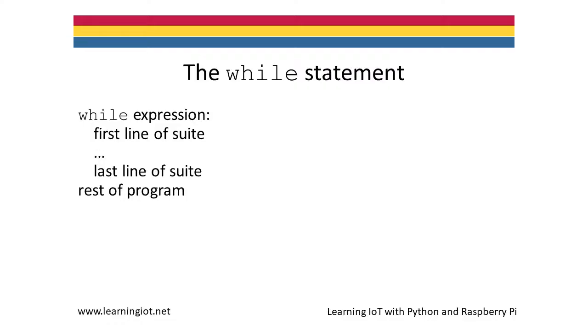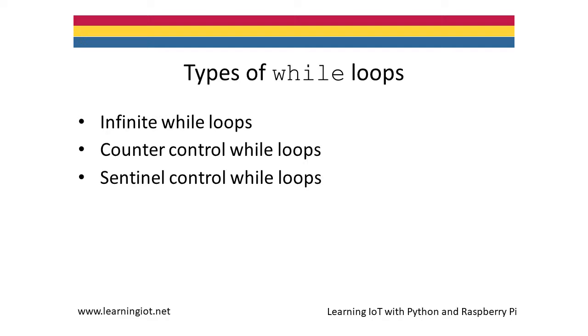Suppose you want a block of code to execute repeatedly as long as a certain condition is true. That is, you want the block of code to loop. A while statement begins with a while keyword, followed by an expression that evaluates to true or false, followed by a colon. This while statement is composed of a single clause. Notice that the suite is indented 4 spaces with respect to the clause header. A while statement can also have an else clause, but we'll only discuss single clause while statements in this video lecture. We'll consider 3 types of while loops: an infinite loop, a counter control loop, and a sentinel control loop.